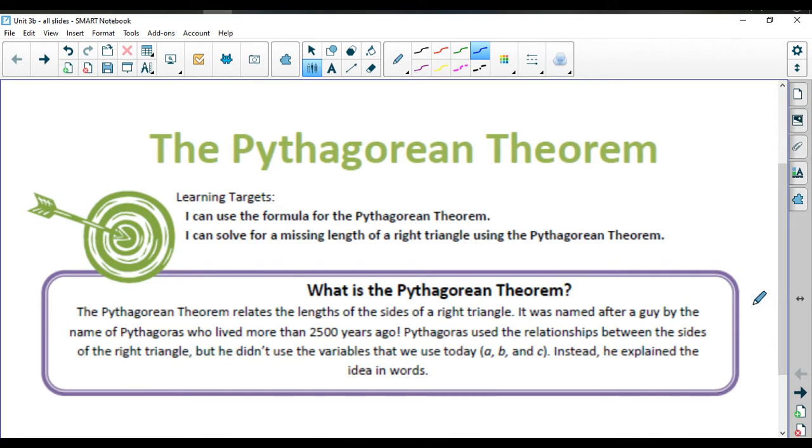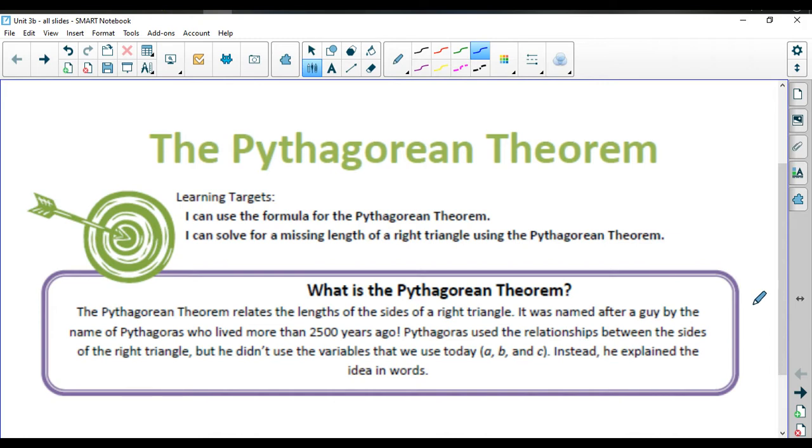So basically, what is the Pythagorean theorem and what does it do for us? The Pythagorean theorem talks about the sides of a right triangle. So this is specific to right triangles only. It was named after a famous Greek mathematician from a long time ago, and his name was Pythagoras. Pythagoras was one of the scholars in ancient Greece, and he led a group of people who were learning from him.